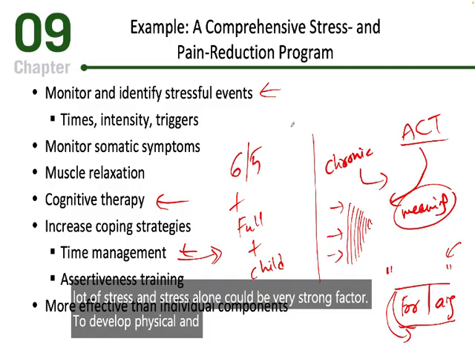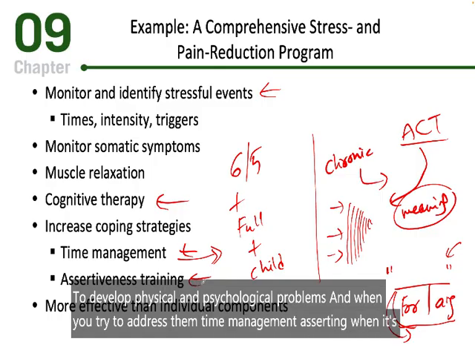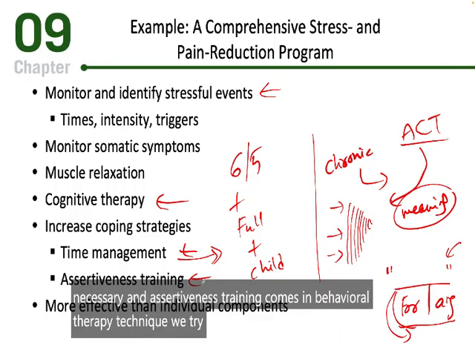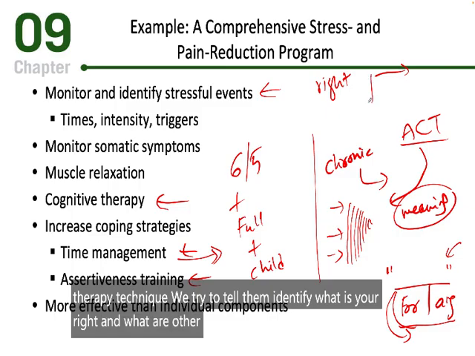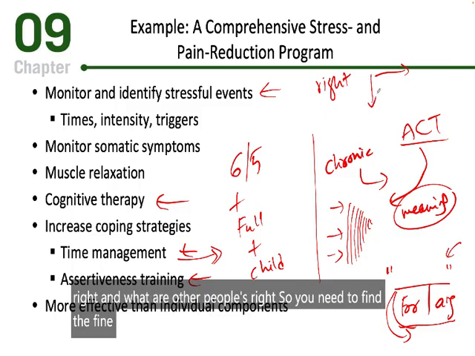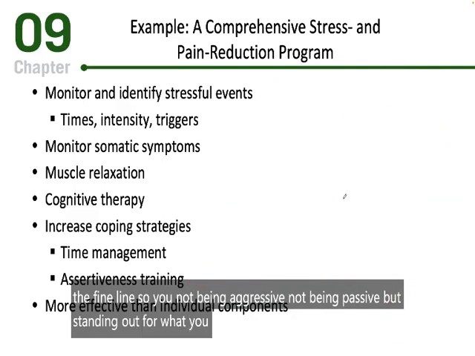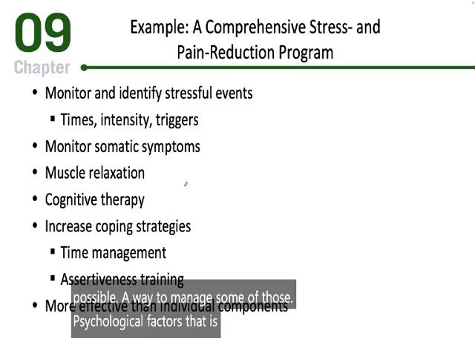And when you try to address them, time management, asserting when it's necessary, and assertiveness training comes in as a behavioral therapy technique. We try to tell them, identify what is your right and what are other people's rights. So you need to find the fine line. So you're not being aggressive, not being passive, but standing up for what you deserve. So these could be possible ways to manage some of those psychological factors that are affecting physical well-being.